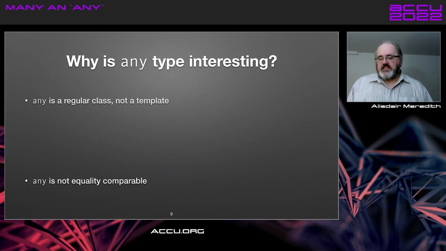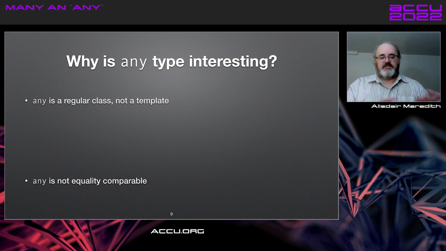Why is the any type an interesting thing to look at in the first place? Well, it's interesting because any is a regular class, not a class template. And I'm saying regular class, that's going to fire off some buzzwords of folks who think regular objects and types have a specific set of meanings. I just mean it's a plain class in C++. And in particular, any is not equality comparable, because if any is holding two different types, what does it mean to try to compare them?